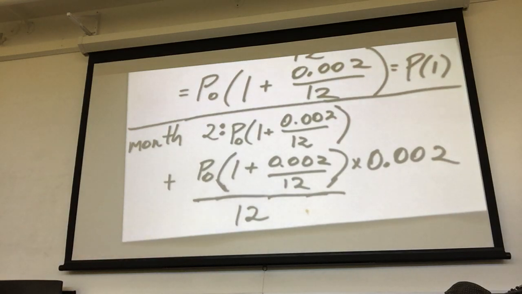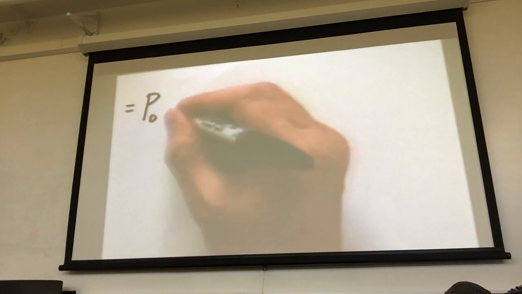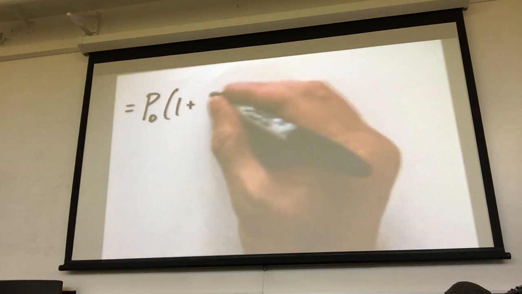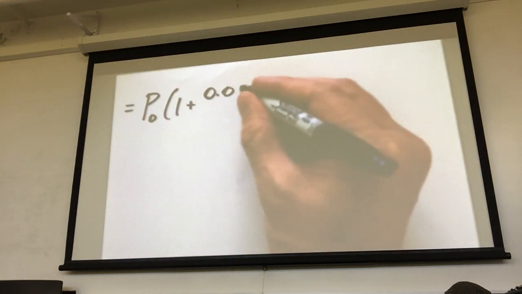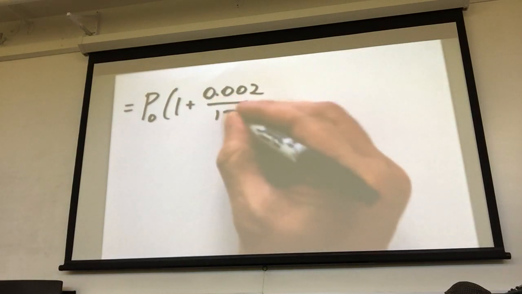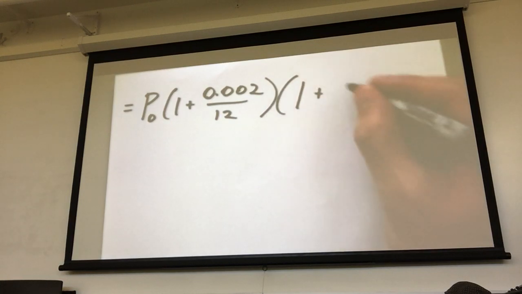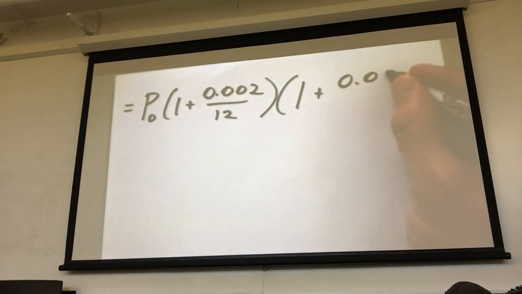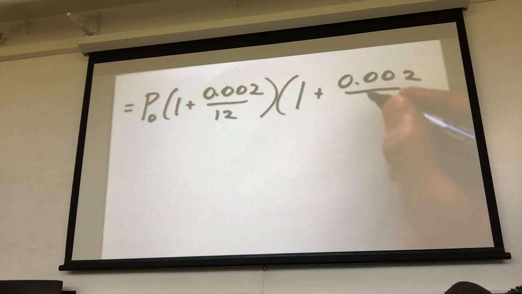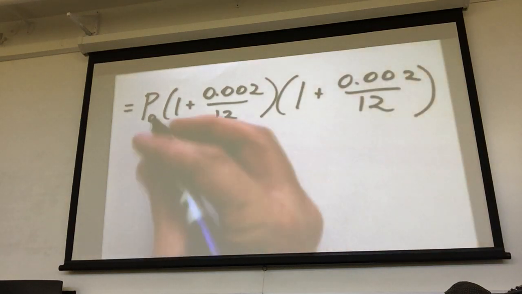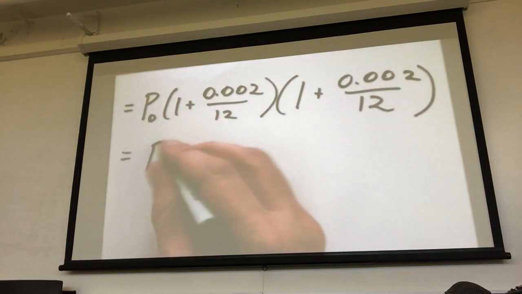All right. So that would become P naught times 1 plus 0.002 divided by 12, and then multiplied by 1 plus 0.002 divided by 12. Okay. And so that would equal P naught.